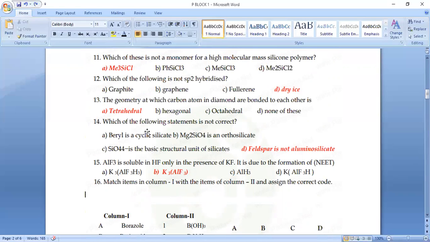So next, question number 14. Which of the following statements is not correct? Option D, feldspar is not aluminium silicate. So next, question number 15. AlF3 is soluble in HF only in presence of KF. It's due to the formation of K3AlF6. So option B.